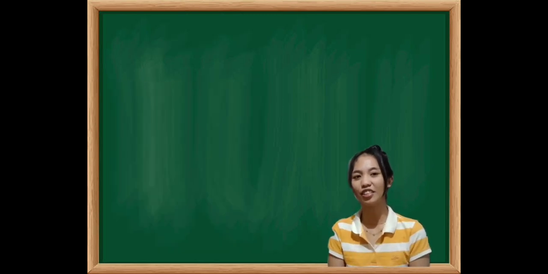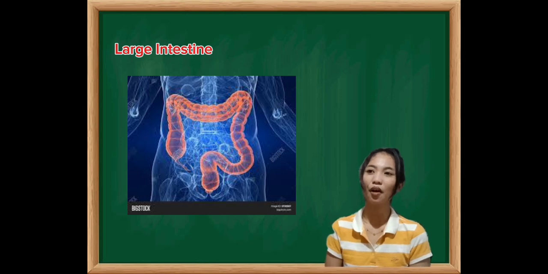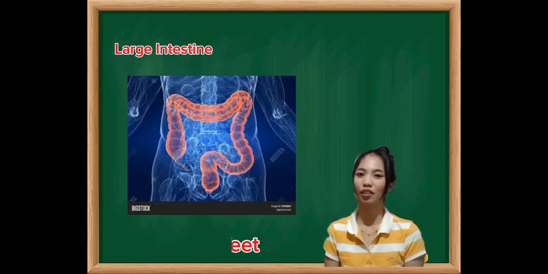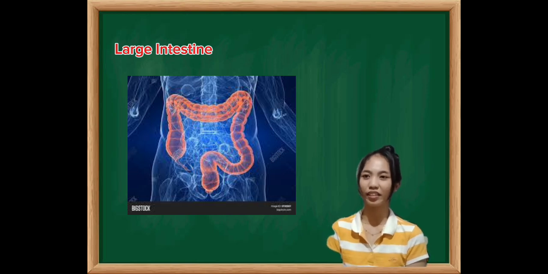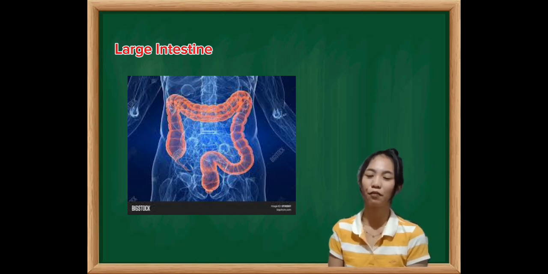Now, let's move on to the large intestine. The large intestine, also known as the colon, is the final part of the digestive system. It is responsible for absorbing water and electrolytes from the undigested food, forming and storing feces, and eliminating waste from the body. The large intestine is 5 feet long. It continues to absorb water, and it has the rectum. The rectum is a short-term storage which holds the feces before they are expelled.